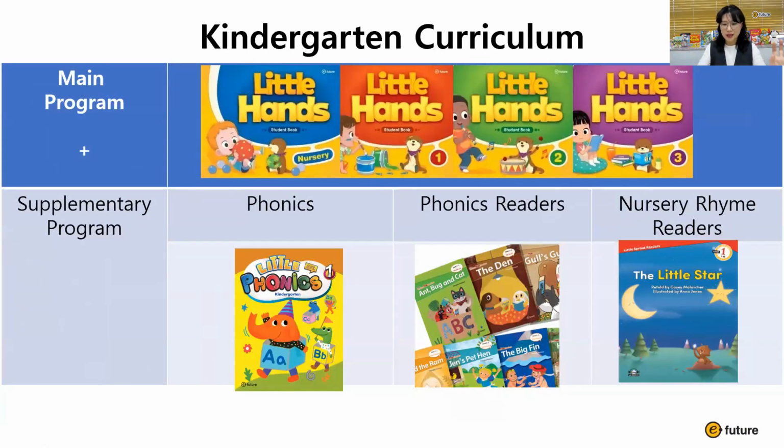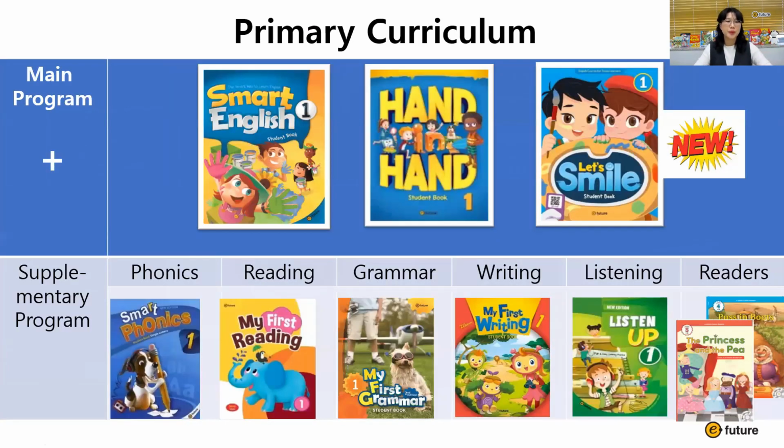Okay, but let's look at the primary curriculum here. So the main program, we have 3 course books: Smart English, Hand in Hand, and Let's Smile. And Let's Smile is new, and it'll be available probably in April or May, mid-year. Okay, and it's the new series. And you can use this together with our phonics, or reading, grammar, writing, or listening books. And of course, readers. Okay.